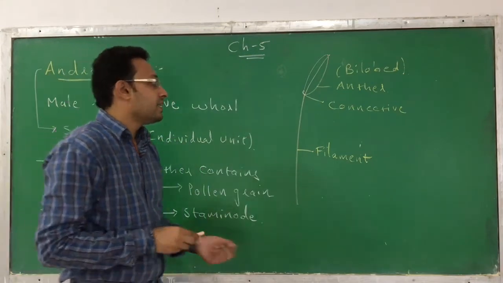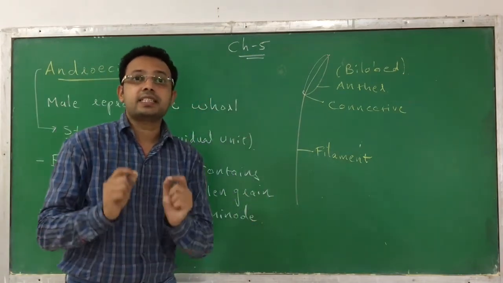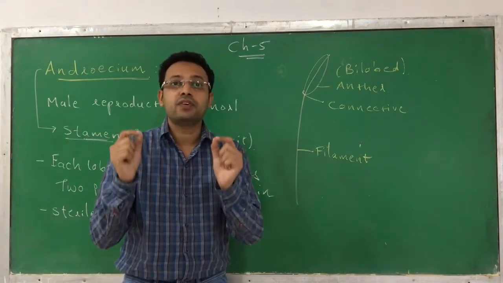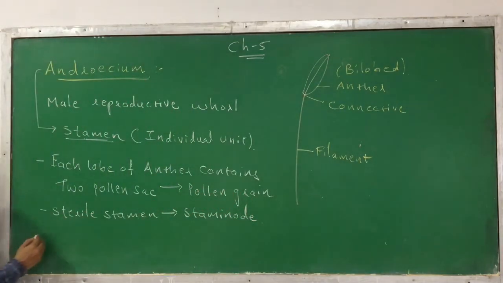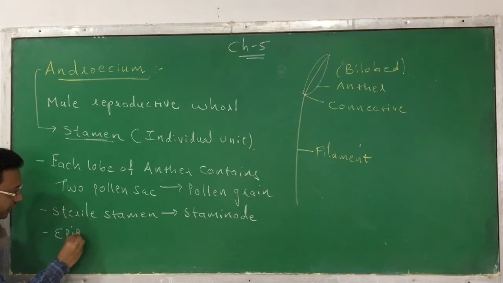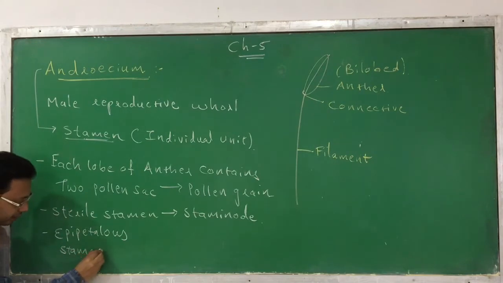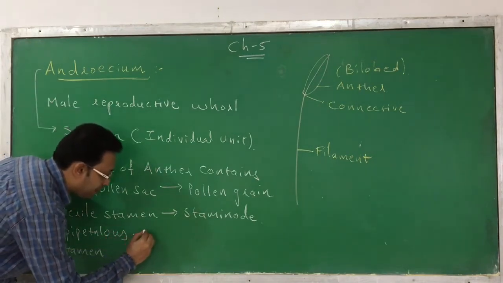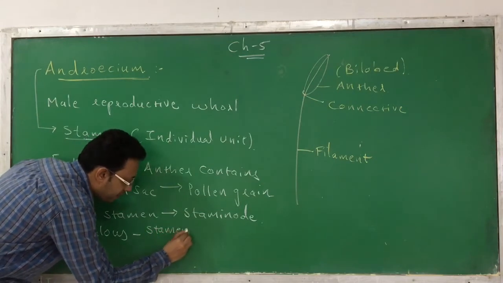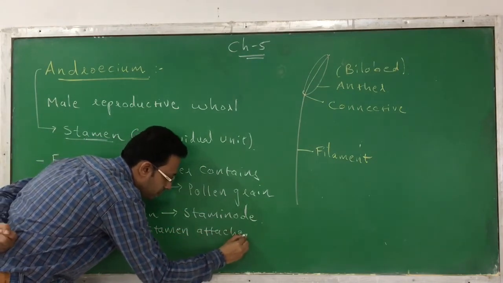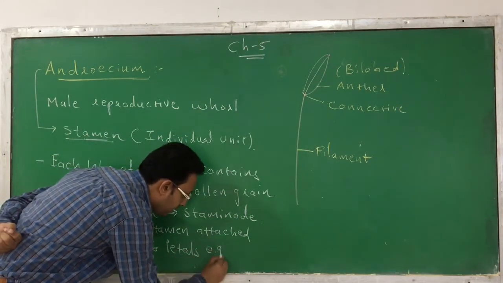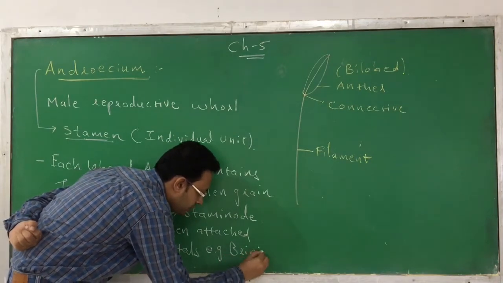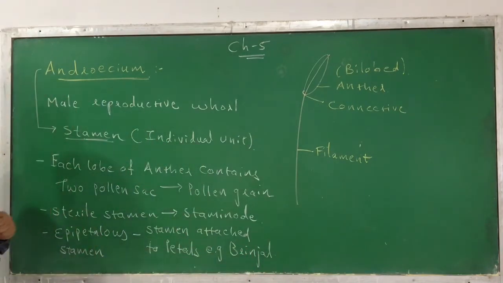Now, sometimes the stamen is attached to other parts of a flower. If it is attached to a petal, this kind of stamen is called an epipetalous stamen. So what is the meaning of epipetalous stamen? It means a stamen attached to petals. This kind of stamen you can find in brinjal. The brinjal has an epipetalous stamen.